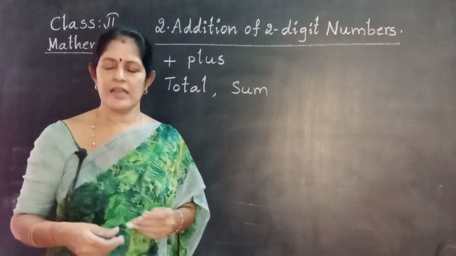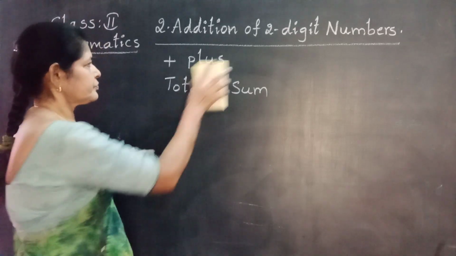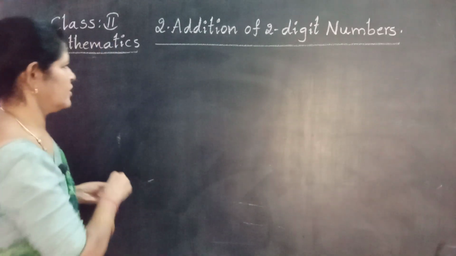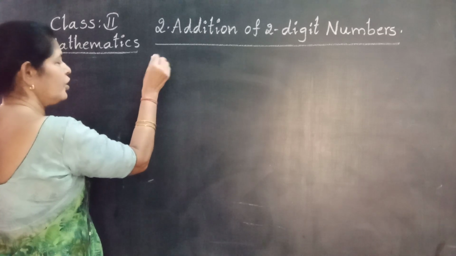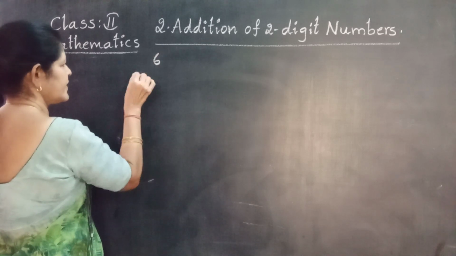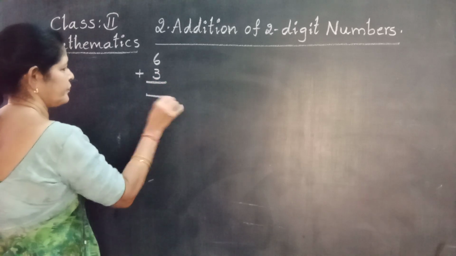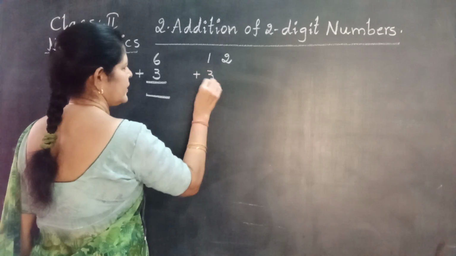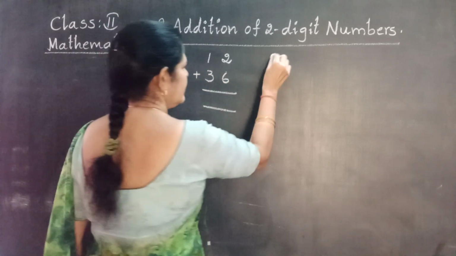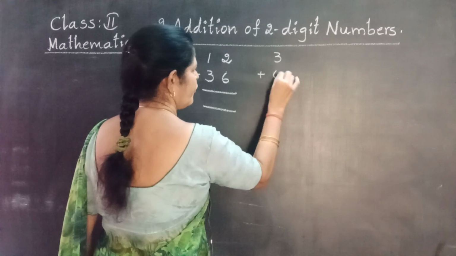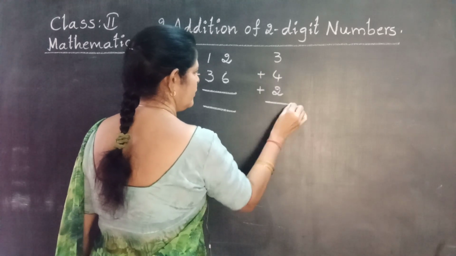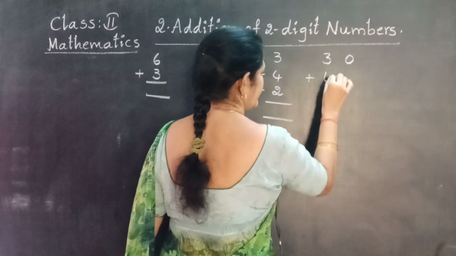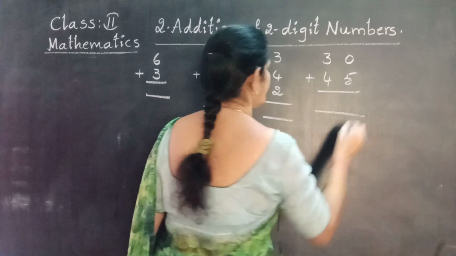In the previous class, I taught you addition without regrouping. That means simple additions. We are going to do it like this. Examples: 6 plus 3, 12 plus 36, 3 plus 4 plus 2, and 30 plus 45. These are all examples.